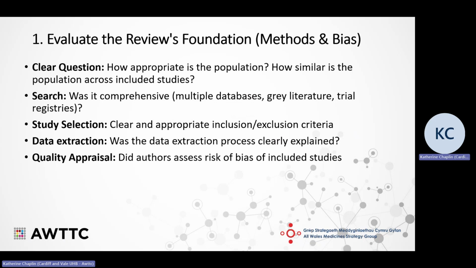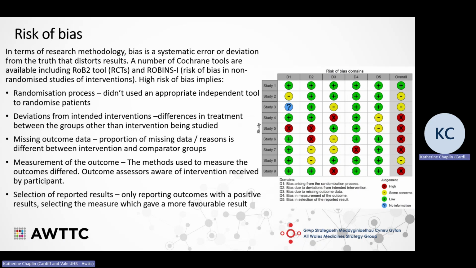Was the data extraction process documented? This requires some assumptions to be made. How transparent was this? Did the authors assess the risk of bias for all the included studies? Bias in research is a systematic error or deviation from the truth, occurring at any stage, design, data collection, analysis, publication, and that distorts results. Distorted results can lead to inaccurate conclusions by consistently skewing findings in a particular direction. This is often due to researcher preconceptions, flawed methods, or participant responses, and it impacts validity and reliability.